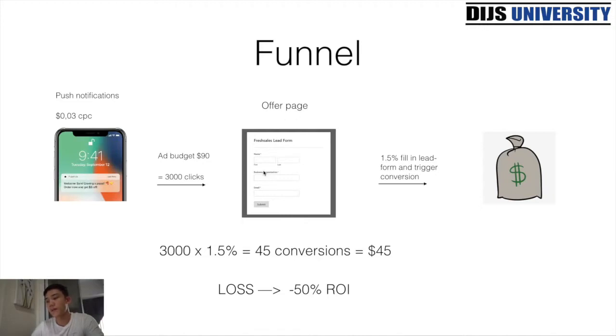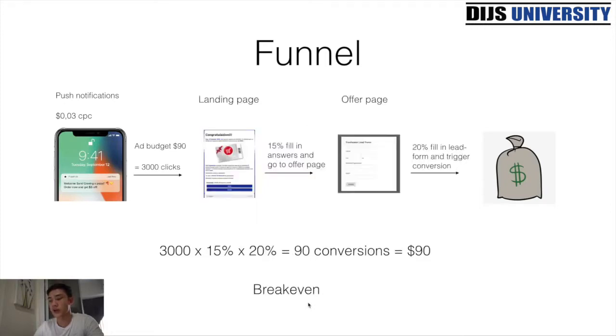Then the audience isn't warmed up, so let's say a very small amount of that audience will convert and fill in that lead form. Let's say about 1 to 1.5% in this example fill in that lead form and they trigger a conversion. That would mean that from the 3,000 clicks you get, they will get straight to the offer page, and about 1.5% will convert, which means you get 45 conversions with a payout of $1, which would mean $45 revenue. That would mean that you invested about $90 and you generated $45 in revenue, and that means that you got a 50% loss. So a minus 50% ROI.